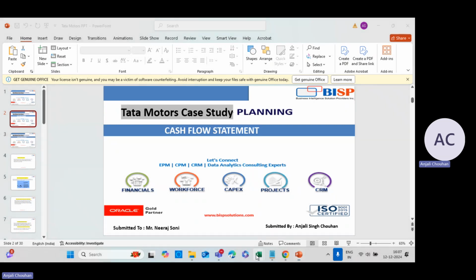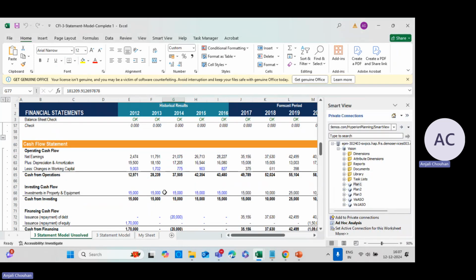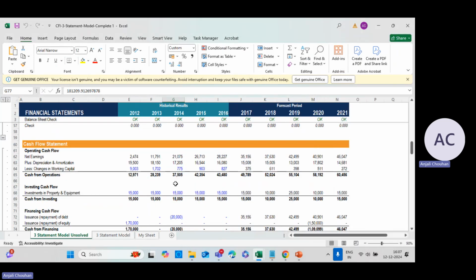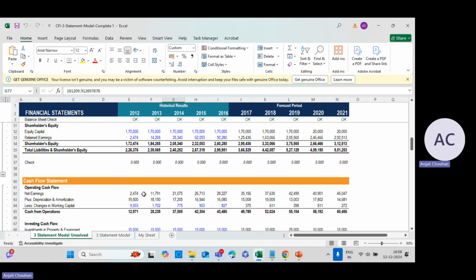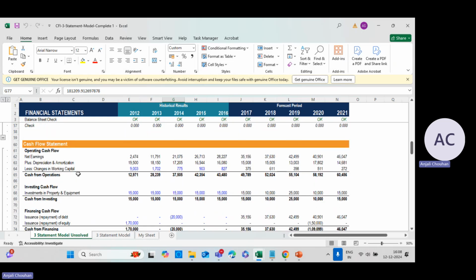Again, I have the requirement. First, we're going to discuss everything there, and then we implement the same in the planning application. All right? Yes. So this is the cash flow statement. Basically, the cash flow statement can be prepared with two methods. The first one is the direct method, and the second one is the indirect method.